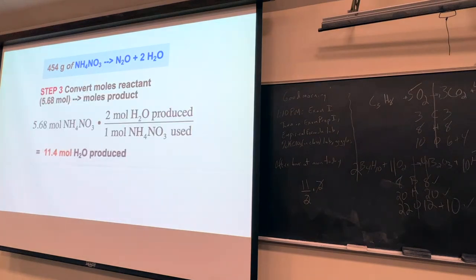So let's do that. In the earlier slide, we calculated that 454 grams is 5.68 moles. For every 1 mole ammonium nitrate, 2 moles of water are produced. And again, that one is from right there. It doesn't show, but there is one there. The two is obvious right there, too. So what this means is that if we put 5.68 moles of ammonium nitrate in, we should be able to create 11.4 moles of water, twice the amount of the ammonium nitrate because of this 2-to-1 ratio.